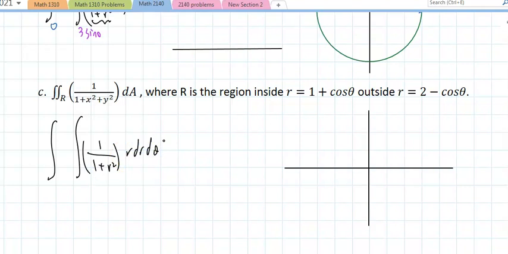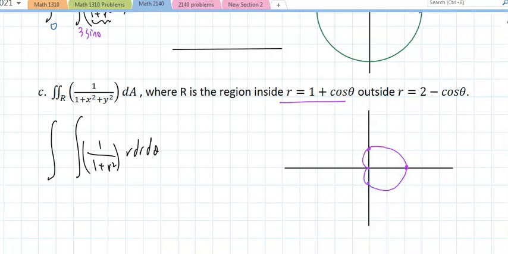I need the region. r equals 1 plus the cosine of theta. Right? I know what these graphs look like. At 0, I am at 2. At pi over 2, I am at 1. At pi, I am at 0. Those graphs look like this.